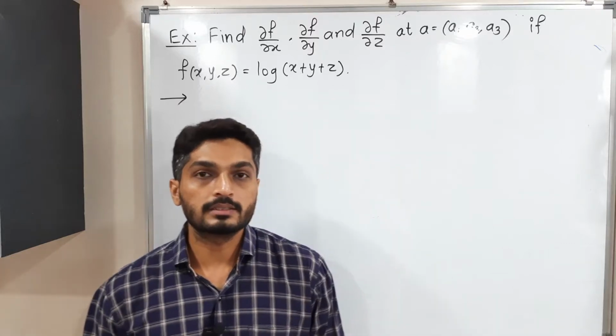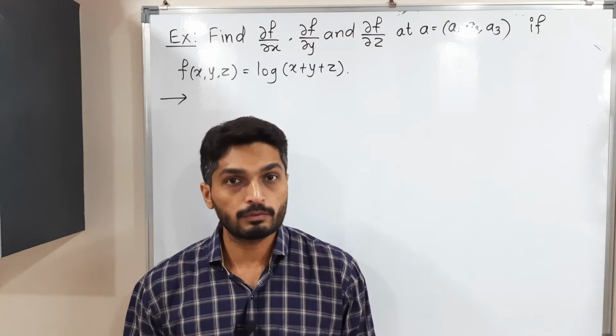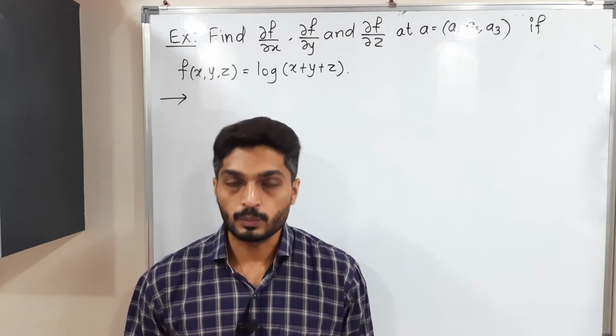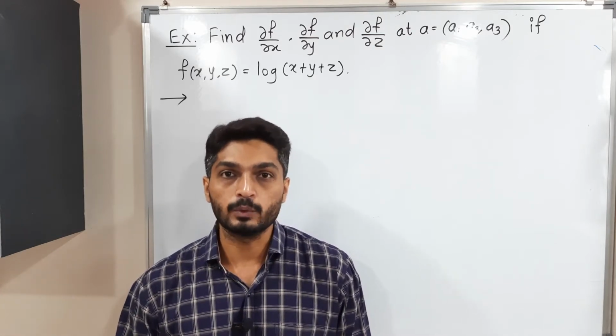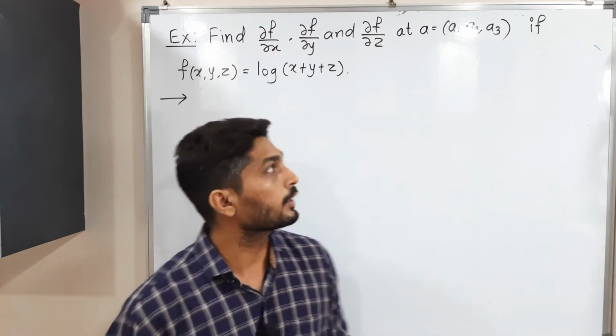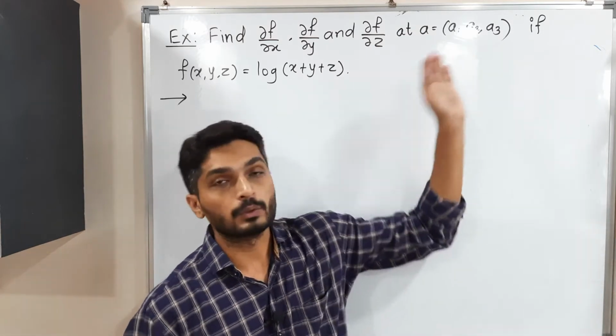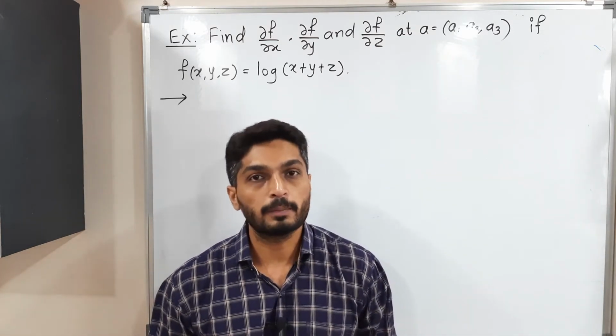Everyone, so let us discuss this example. In this example, we have to find partial derivatives of f with respect to x, with respect to y, and with respect to z. They have given one general point, that is a1, a2, a3. At this point, a is equal to this one. So at this point, we have to find partial derivatives.